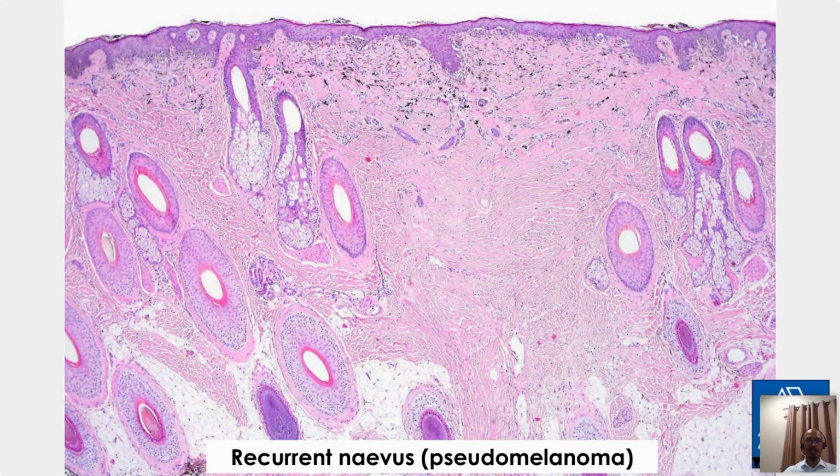But if you step back and look at it from low power magnification, you'll appreciate that that fibrosis is not just confined to the subepidermal area. It actually extends quite deeply, and there's loss of skin adnexal structures, meaning that actually there must have been surgical intervention here. So this was a case of a recurrent nevus, or so-called pseudomelanoma.